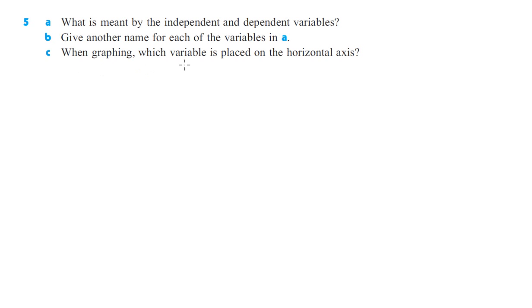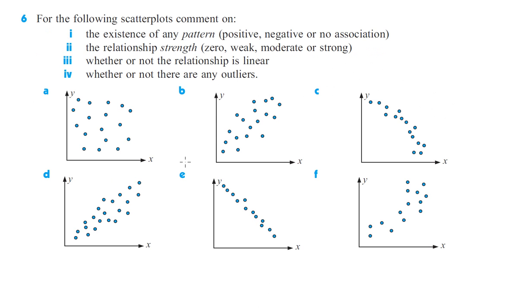And when graphing, which variable is placed on the horizontal axis? We pretty much always put the independent variable on the horizontal. That's the thing that's always the x, and then the y always depends on the x. Okay, so not really much to write down, it's just a little explanation there. And then last one, number 6.